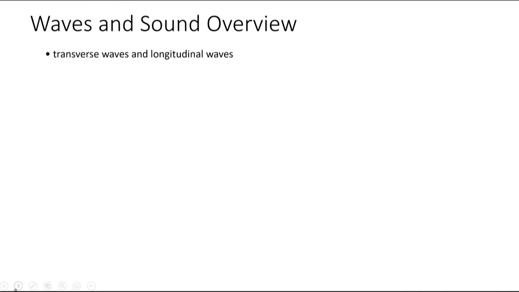Okay, let's start with a quick review of things that we've learned about waves so far. So remember, waves are classified by how they make the medium that they're propagating through move. A transverse wave causes the medium that it's propagating through to oscillate in a direction that's perpendicular to the direction of propagation of the wave. A longitudinal wave causes the medium to oscillate in a direction that's parallel to the direction of propagation of the wave.